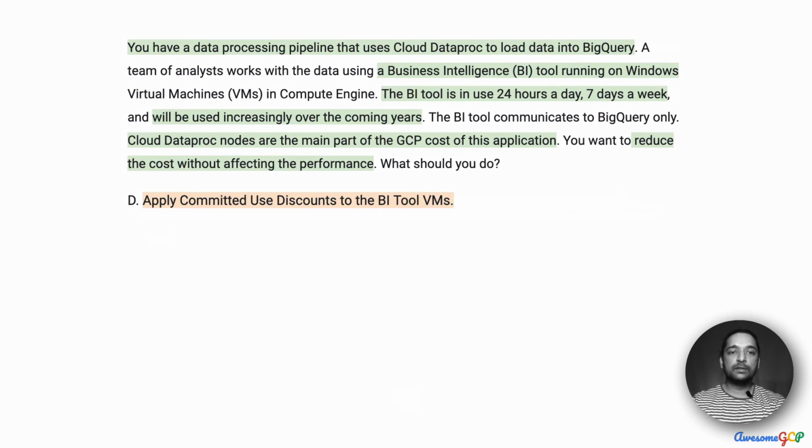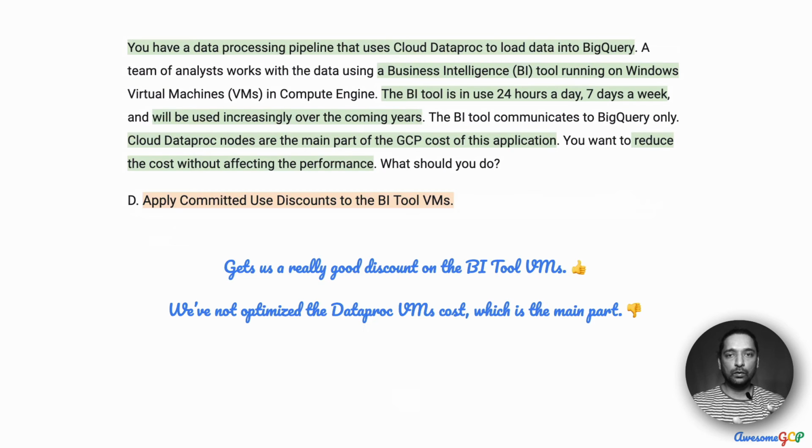Option D recommends that we apply committed use discounts to the BI tool VMs. So now it's saying apply only to the BI tool VMs, right? Not to the Dataproc VMs, which makes sense, of course, because that is the one that we have a good forecast on, right? Not the Dataproc ones. And therefore, that's a good approach to get a committed use discount on the BI tool VMs.